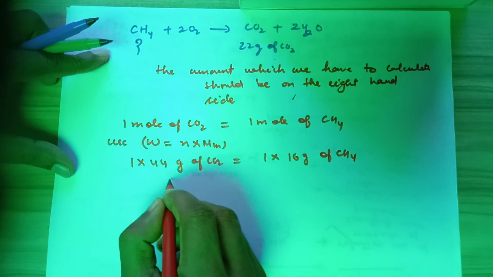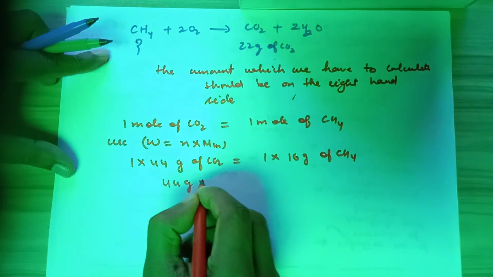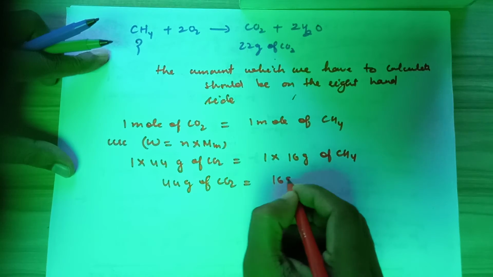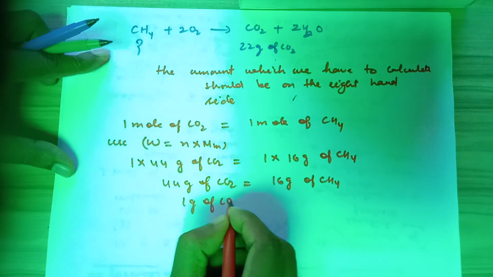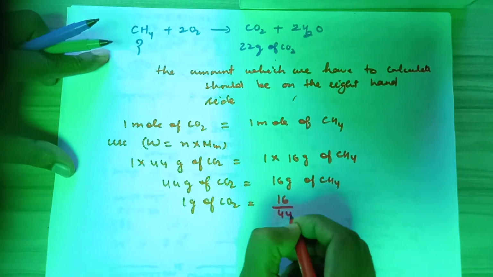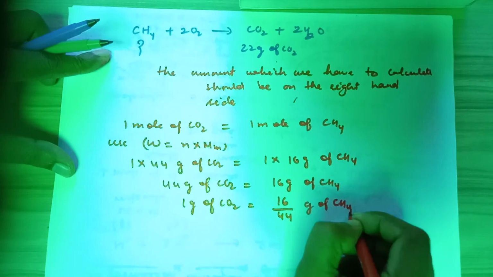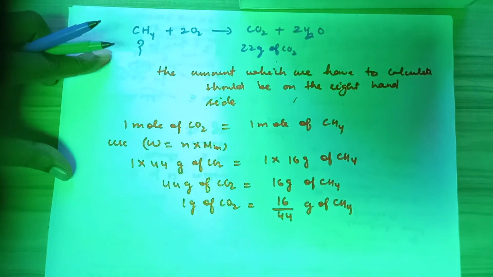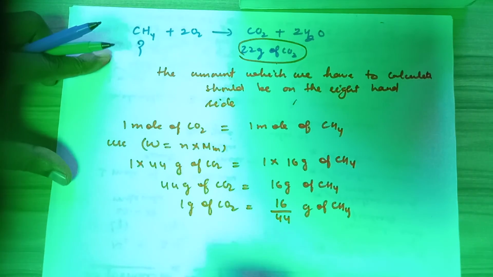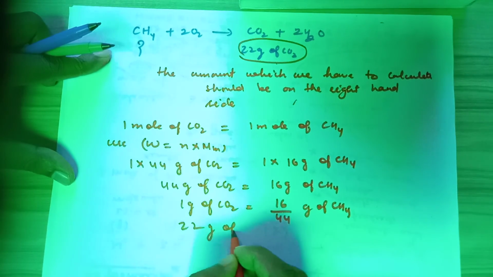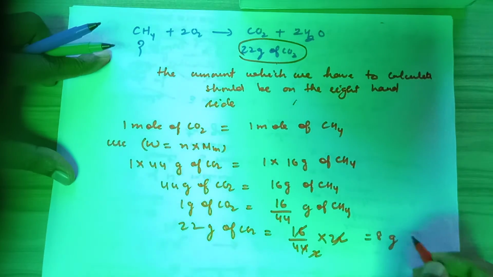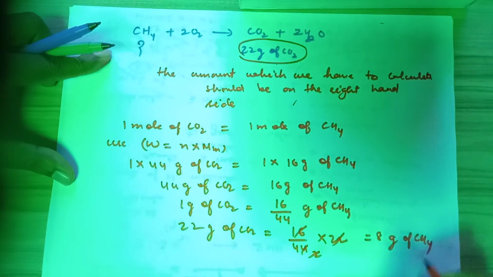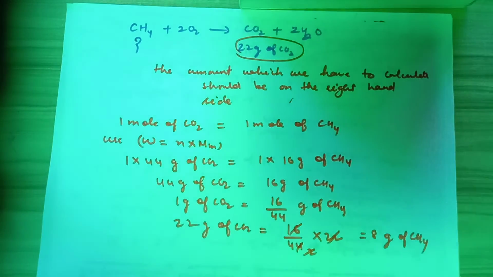Now it will be 44 gram of CO2 gives 16 gram of CH4. So 1 gram of CO2 will give 16 by 44 gram of CH4. So we have to find it out for 22 grams. So 22 gram of CO2 will give 16 by 44 into 22, so it will be 8 gram of methane. So we can obtain 8 gram of methane.